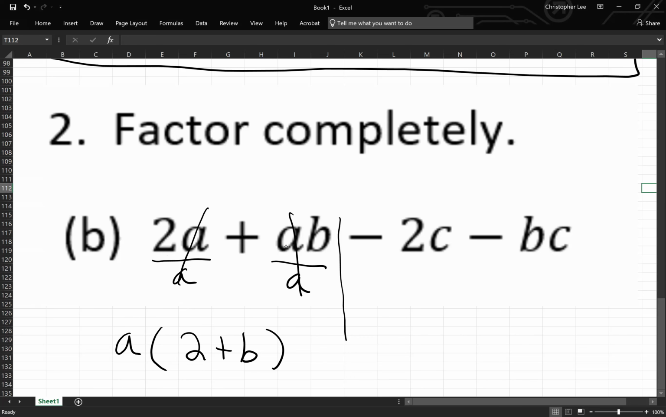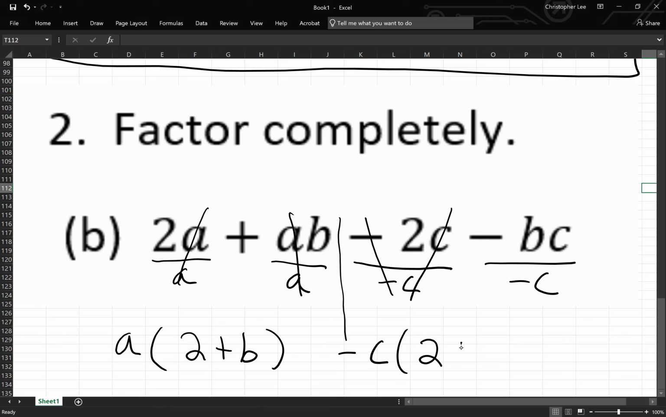All right, this next side's a little bit harder. I have negative 2c minus bc. What's the greatest common factor there? C, negative c, all right? So remember, it's like I'm dividing by negative c. Negatives cancel, c cancels. So what's left over? 2 plus b. Very good. That's it. Because the negatives cancel, the c's cancel, right?